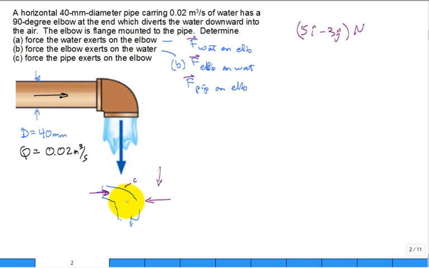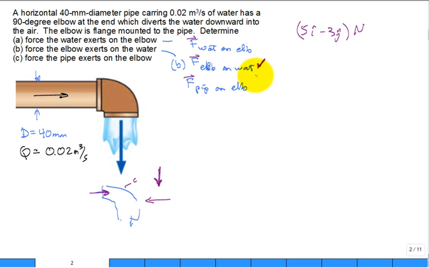Now, if I had the weight of the water in here, then I would have to worry about that a little bit, because there's two things that help push it down then: the wall of the pipe and the weight of the water. But there's no weight of the water that I wanted to consider in this control volume. So this is going to be the direction that the elbow exerts on the water.